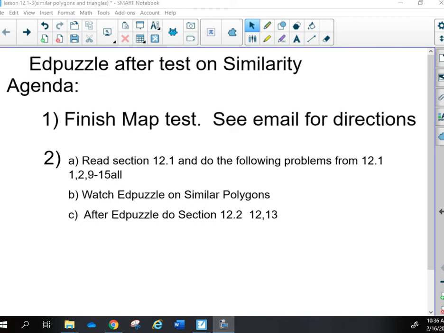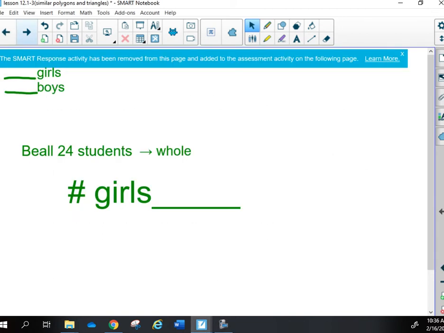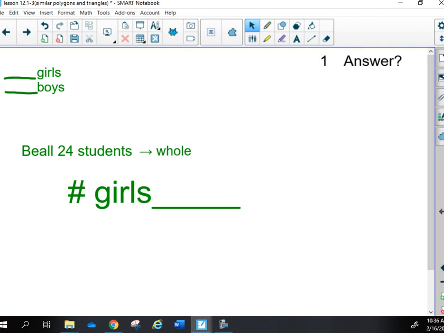When you are finished with this Ed Puzzle, you can do problems 12 and 13 from section 12.2. If you haven't already done so, for 12.1, the assignment was 1, 2, 9 through 15 all. Those can be done previous to this lesson.